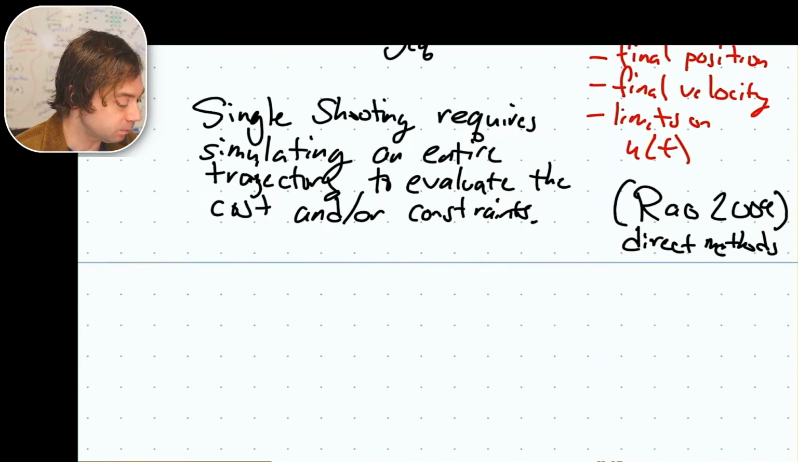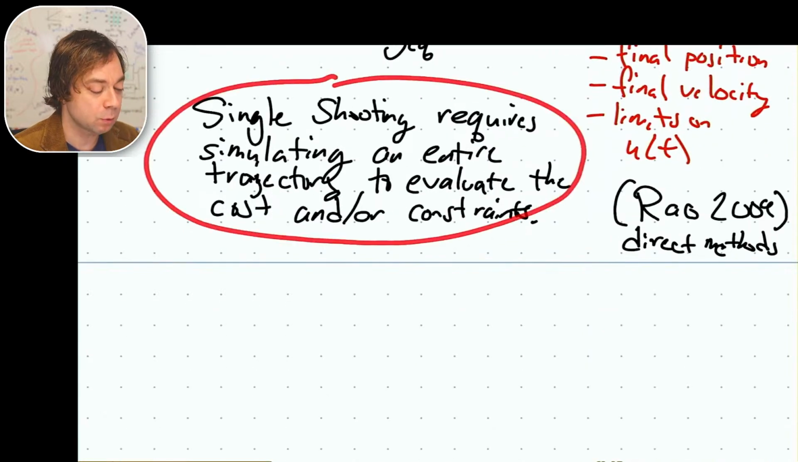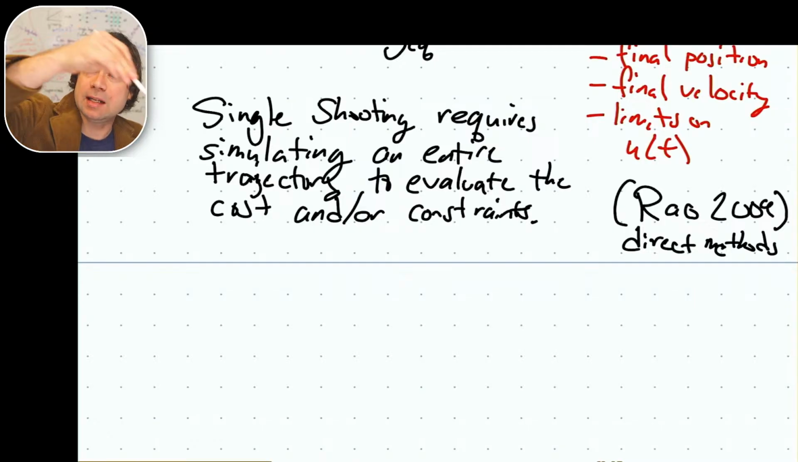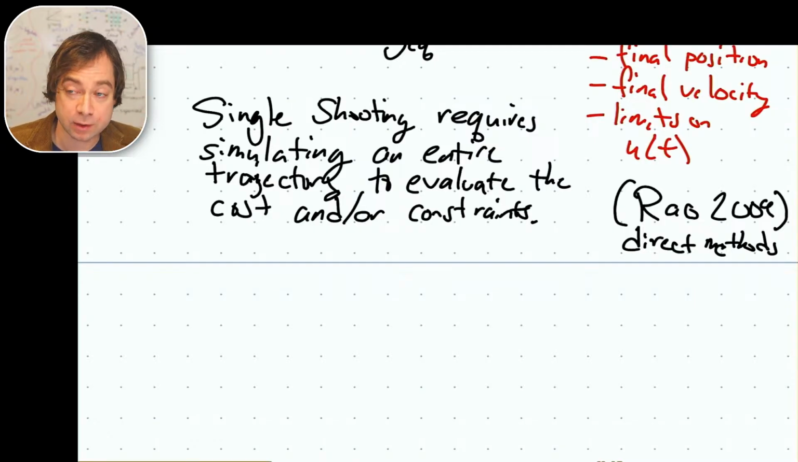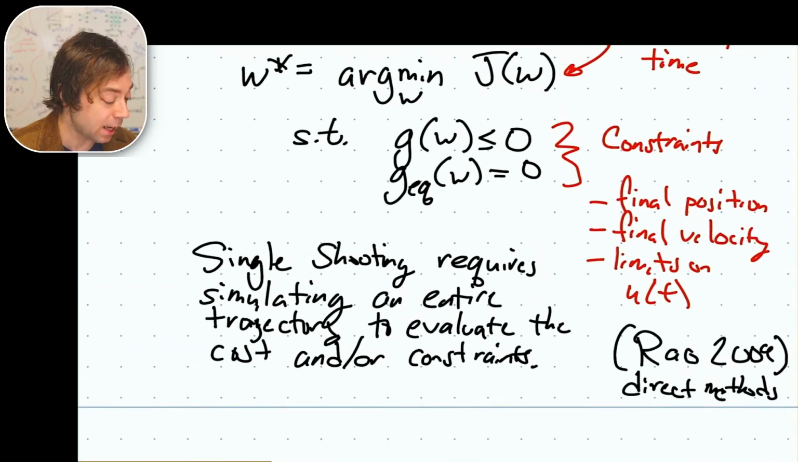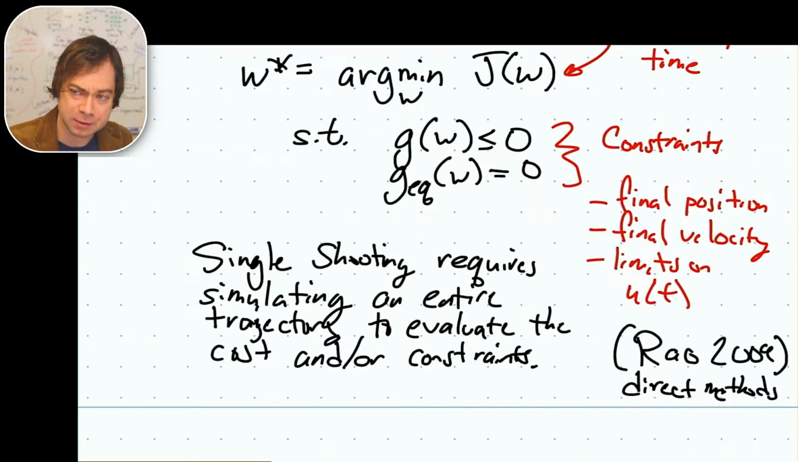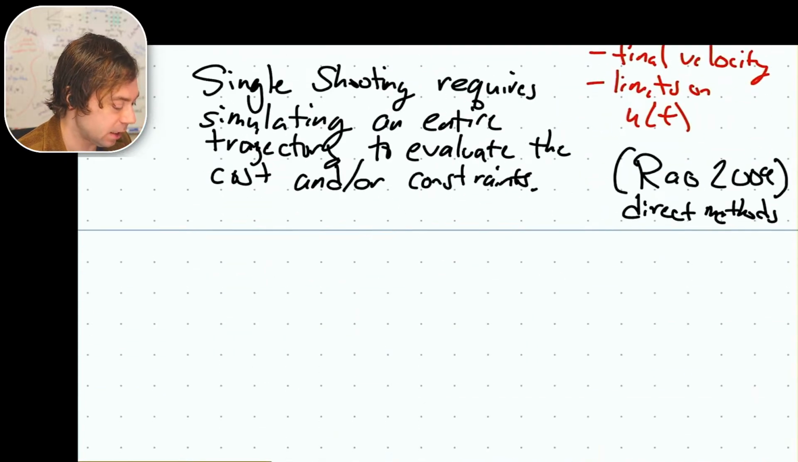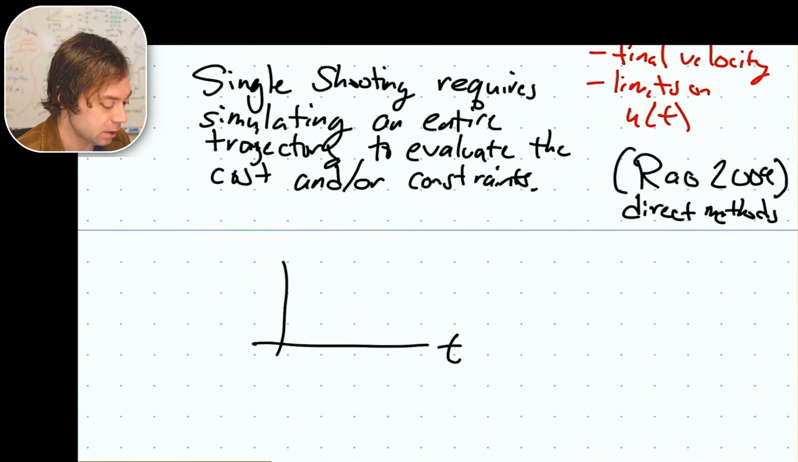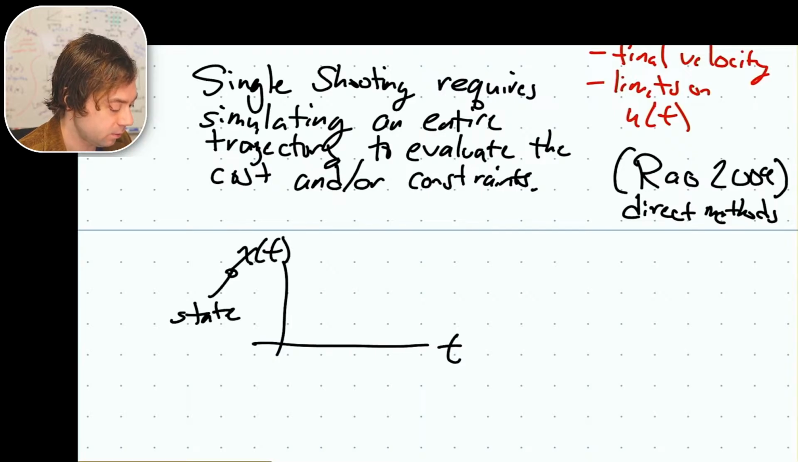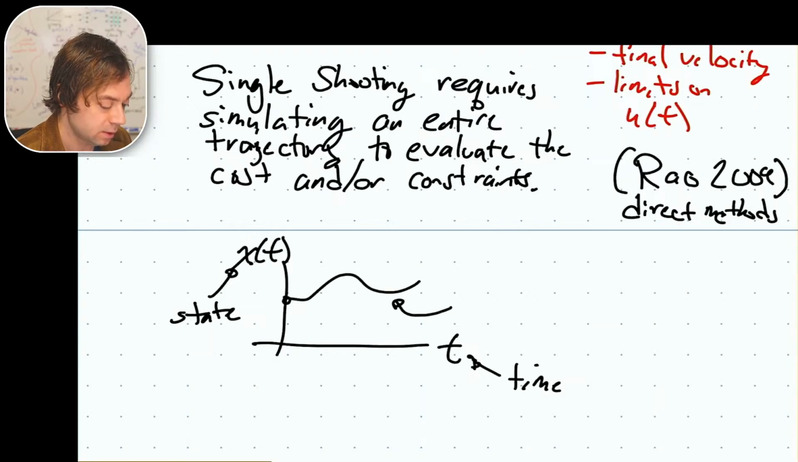Single shooting requires simulating the entire trajectory to determine whether or not the constraints are violated or the cost is minimized, right? That's what we have here: in order to know the final position and final velocity, we have to simulate. It's called single shooting because you take a single shot through time. This is your state, x of t, that's your state, and that's time. And then this is your trajectory, the simulated trajectory.